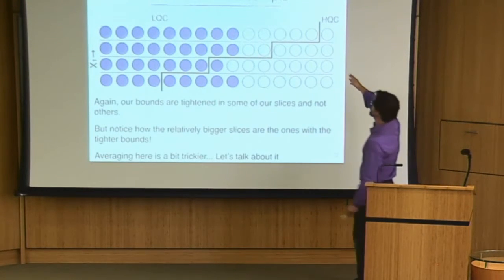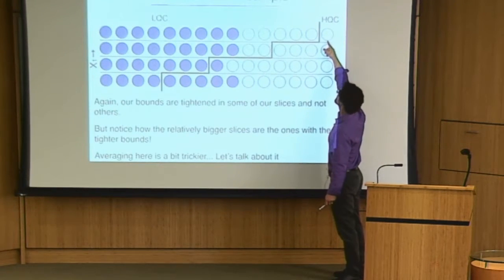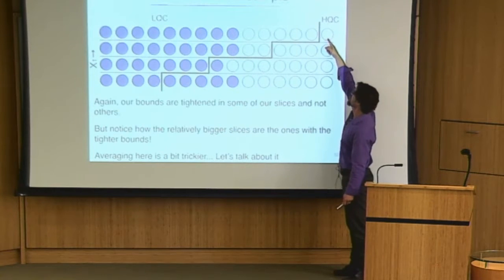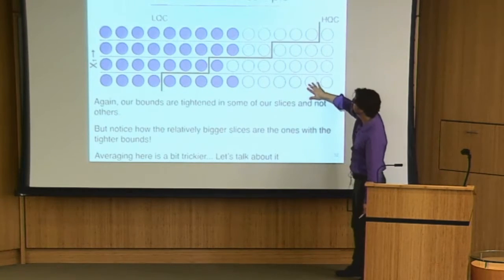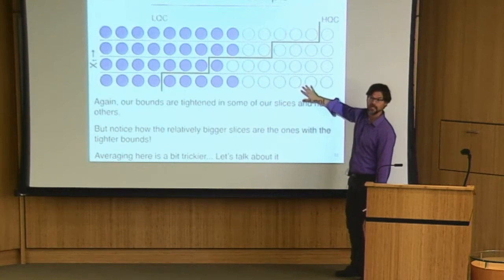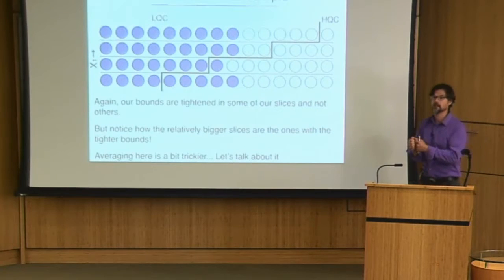So here's a picture of our bounds. For our high quality, we have this little teeny slice, and the bound is bad in this little teeny slice. Down here, we have our big slice, and our bound is better in the big slice. And this rule of thumb generalizes. You're going to get tighter bounds in your bigger slices, and you're going to get worse bounds in your smaller slices.